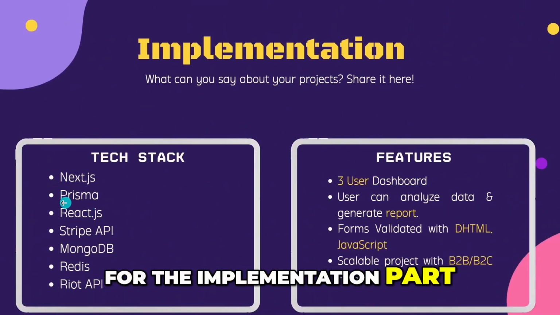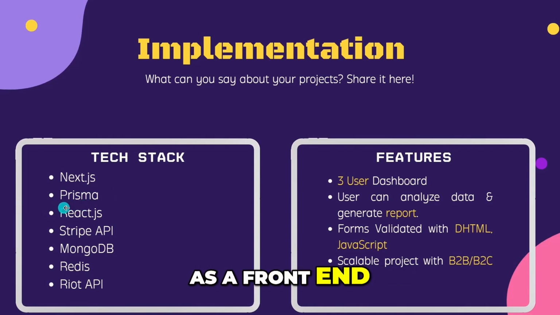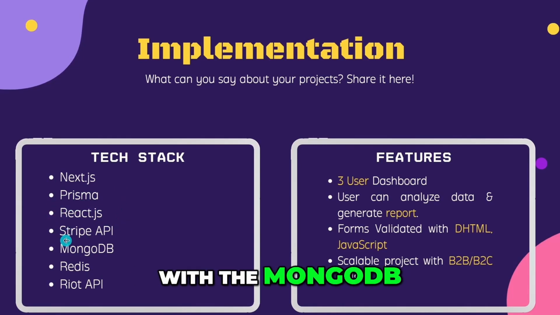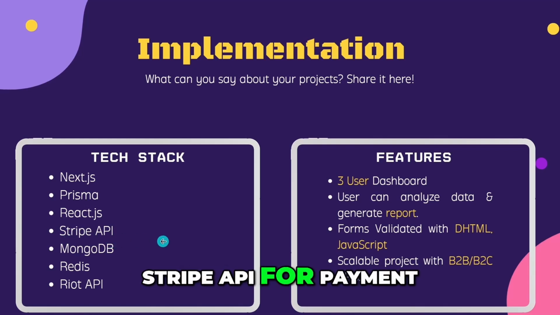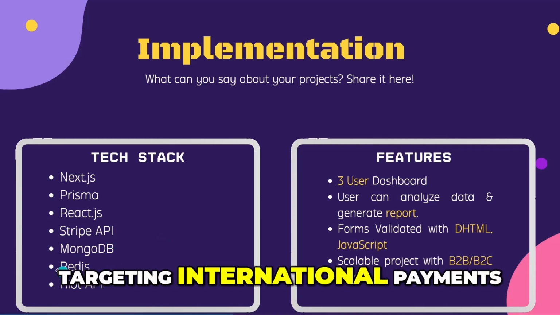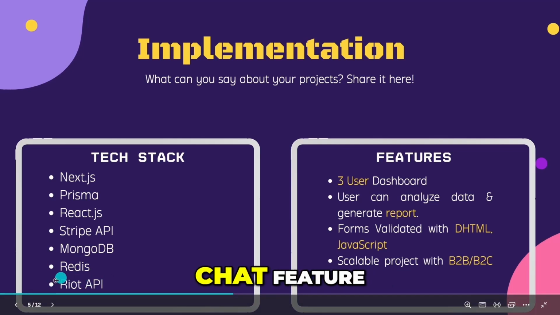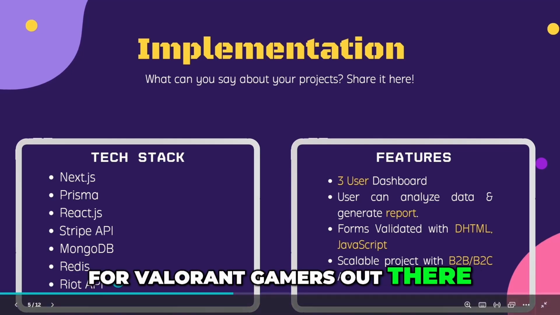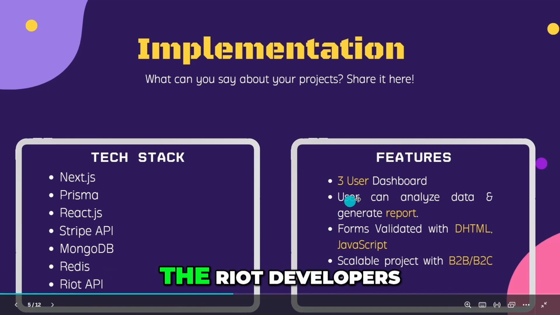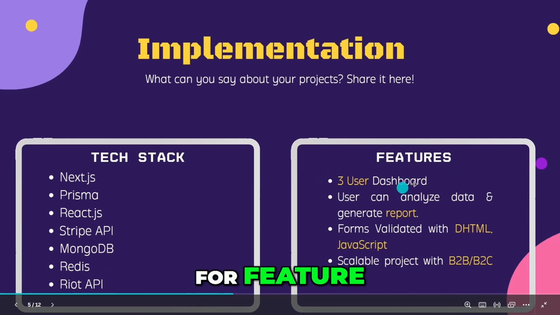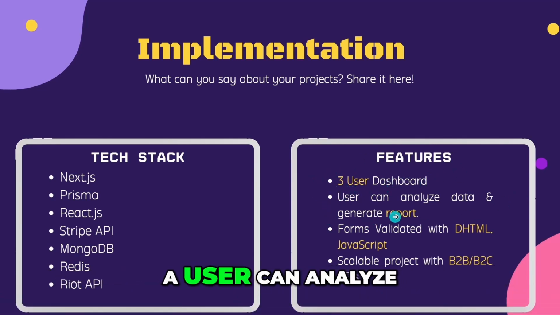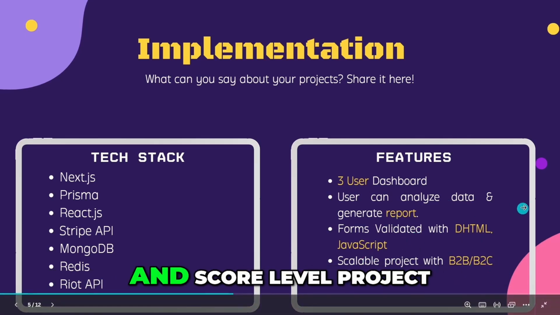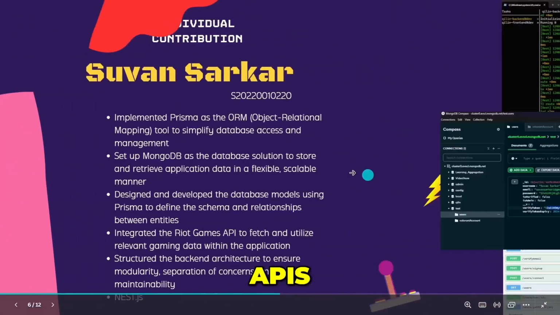For the implementation part, we are using Next.js as a front end, and Prisma as the backend with MongoDB, or React, Stripe API for payment integration, as we are targeting international payments, and Redis for the chat feature. Riot API is basically for Valorant gamers out there. We have collaborated with the Riot developers, and for features we are implementing 3 dashboards. A user can analyze the data and generate reports, dynamic HTML, JavaScript, and a scalable project with B2B and B2C APIs.